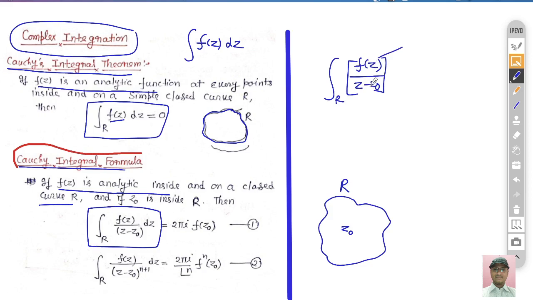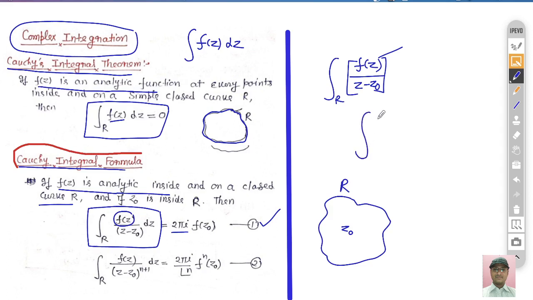So if this type of function is given, then you have to put 2 pi iota into f(z0). Here f(z) is given, so simply you put z0 in place of z, and you will get the result. So this is the first formula. If this is given, you just compare.